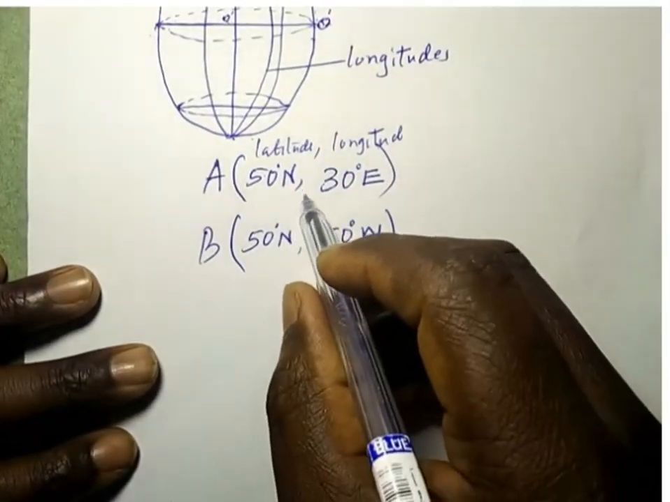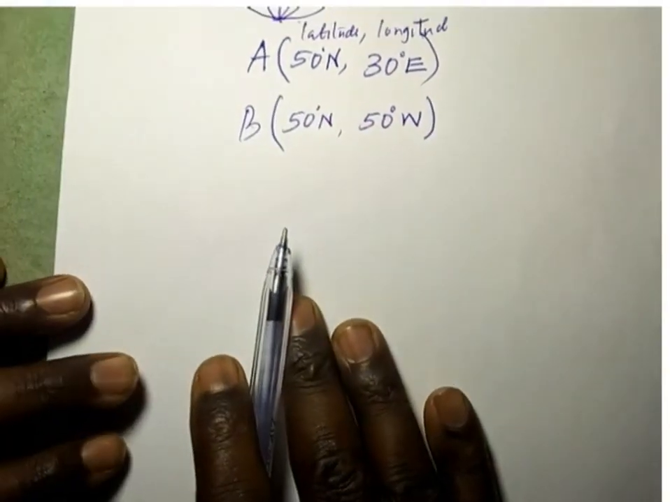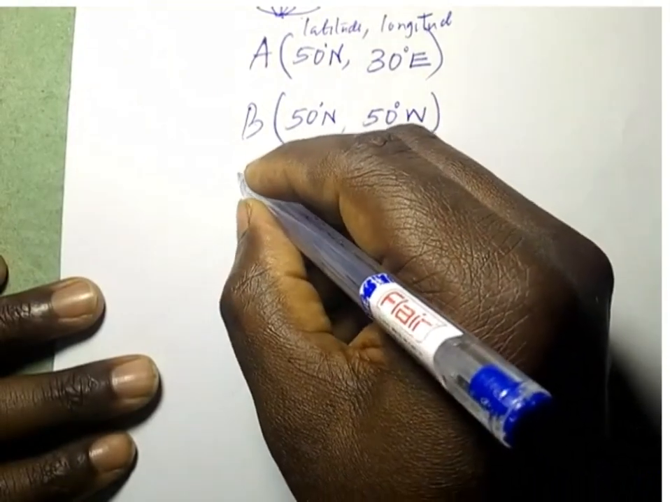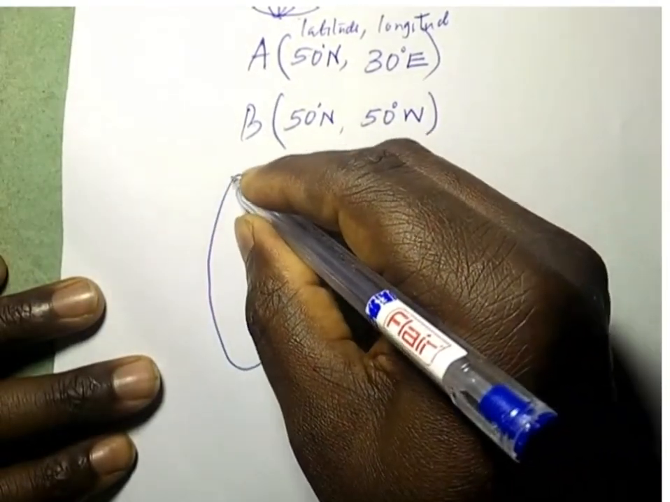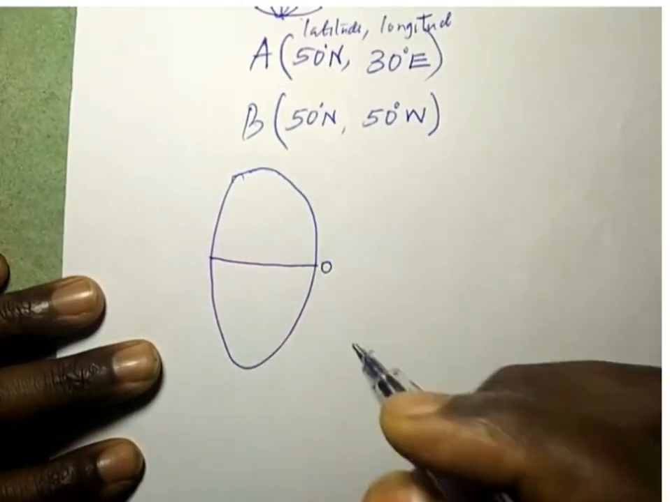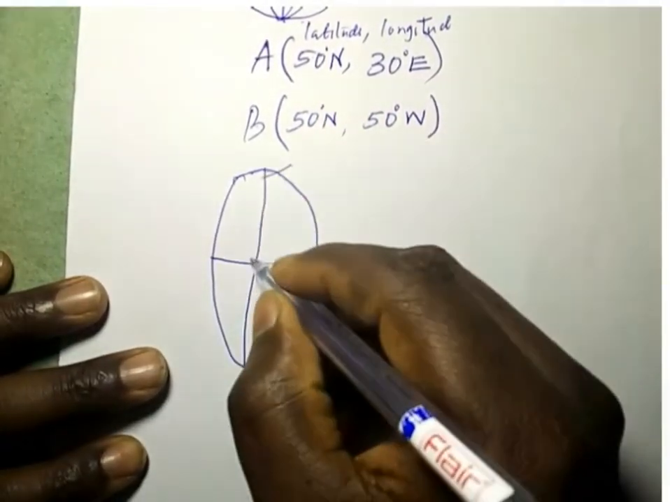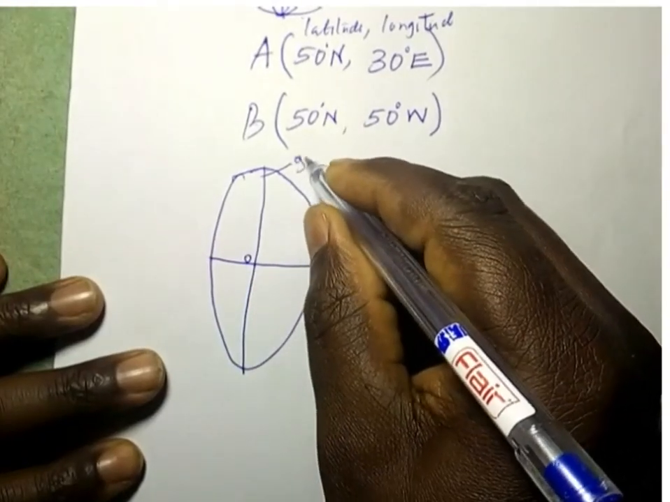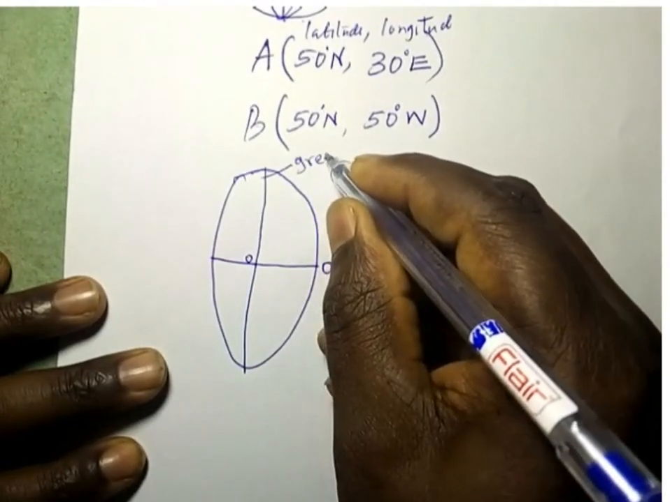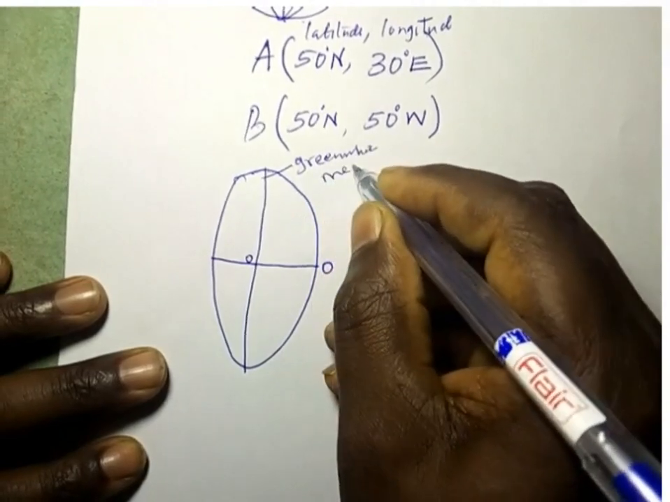So let us locate these places on the globe, point A and B. To do that, draw a sketch. First, put the equator, 0 degrees. Second, put the Greenwich meridian, which is 0 degrees. This is the Greenwich meridian.